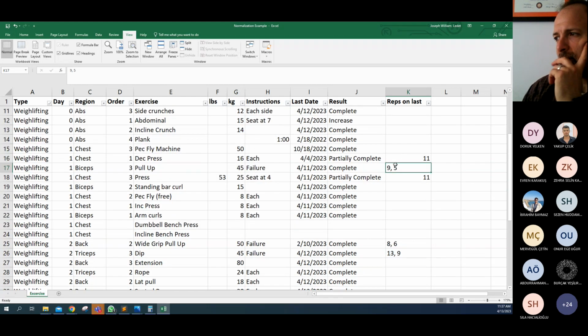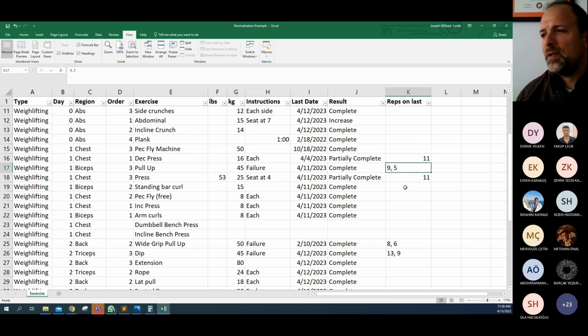So, by the way, this could be an example of where a single cell has more than one value, right? This column is saying how many repetitions I did the last time I did it. So 11 would be partially complete. I didn't do all the repetitions that I was supposed to do on the last set. All right.